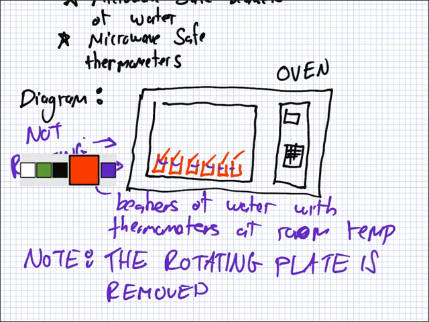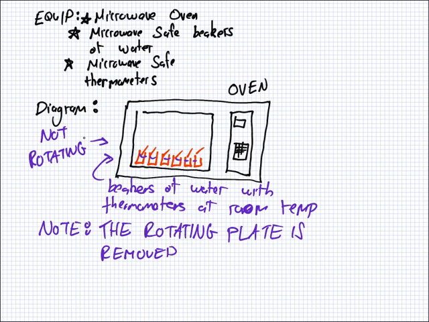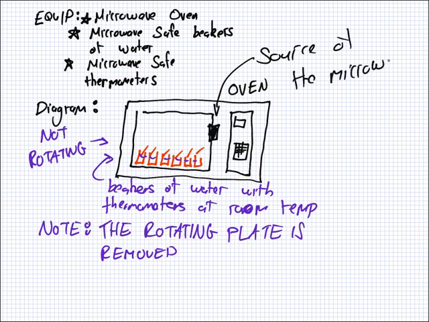Would that change anything? Yes, it's important that they're not rotating. Where are the microwaves emitted from in a microwave? There's a panel on the left or right. When I think about my microwave at home, it's on the right beside the control panel. It's right here. This is the source of the microwave.